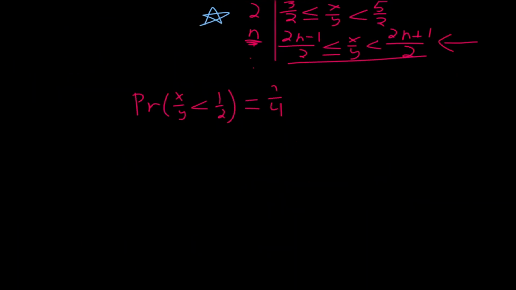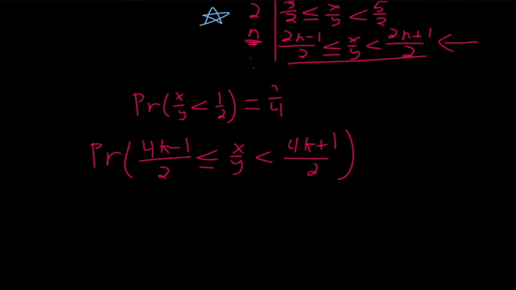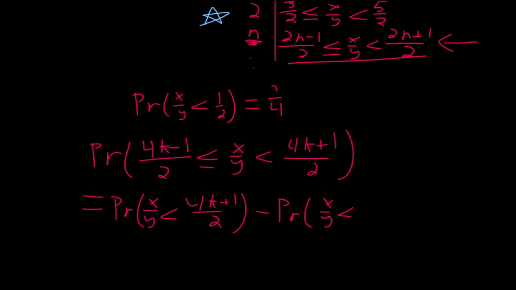What we need to find then, in general, is just going to be the probability of some 4k minus 1 over 2 being less than or equal to x on y, which is less than 4k plus 1 on 2. So how exactly do we find this? Well, we can split it up into two ways. We can say that this right here is the probability that x on y is less than 4k plus 1 on 2, and then just minus the probability that x on y is less than 4k minus 1 over 2.